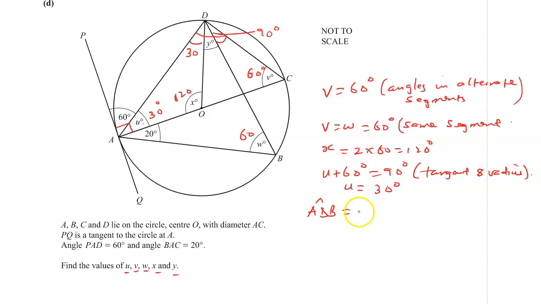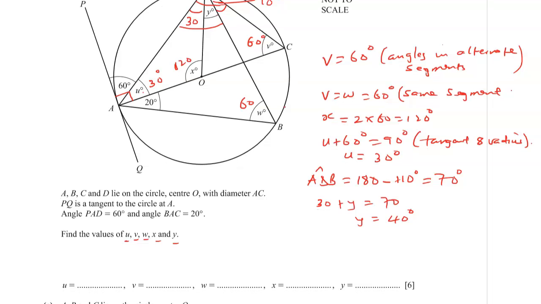ADB is equal to 180 minus 60 plus 50. 60 plus 50 gives us 110 degrees, and therefore this is equal to 70 degrees. This angle here is 70 degrees. Therefore, if that is 70, then we know that 30 plus y is equal to 70. Y is equal to 40 degrees. We've gotten all the angles there.